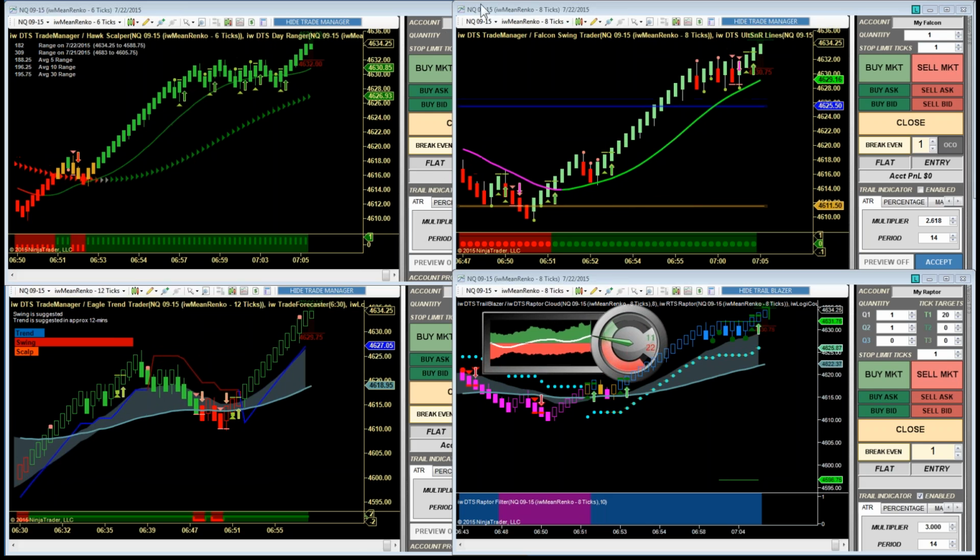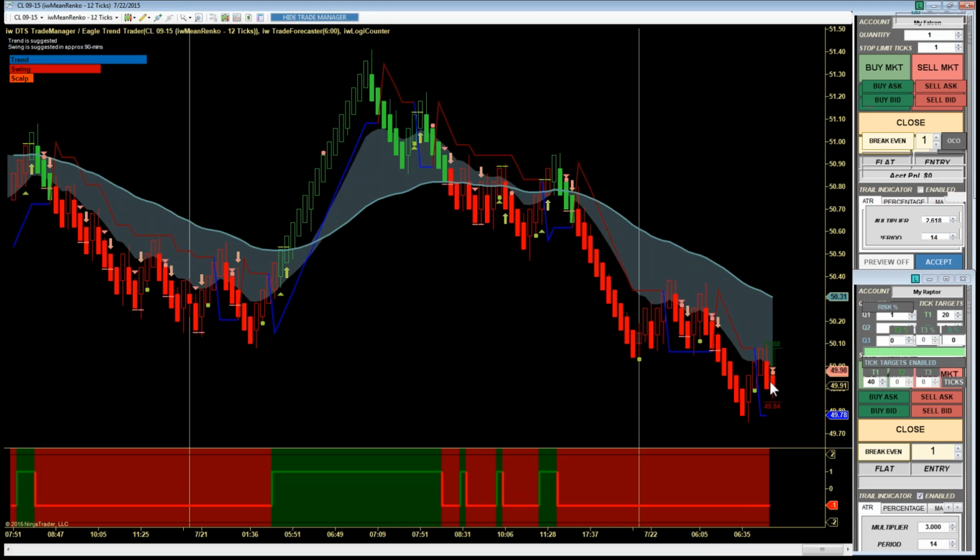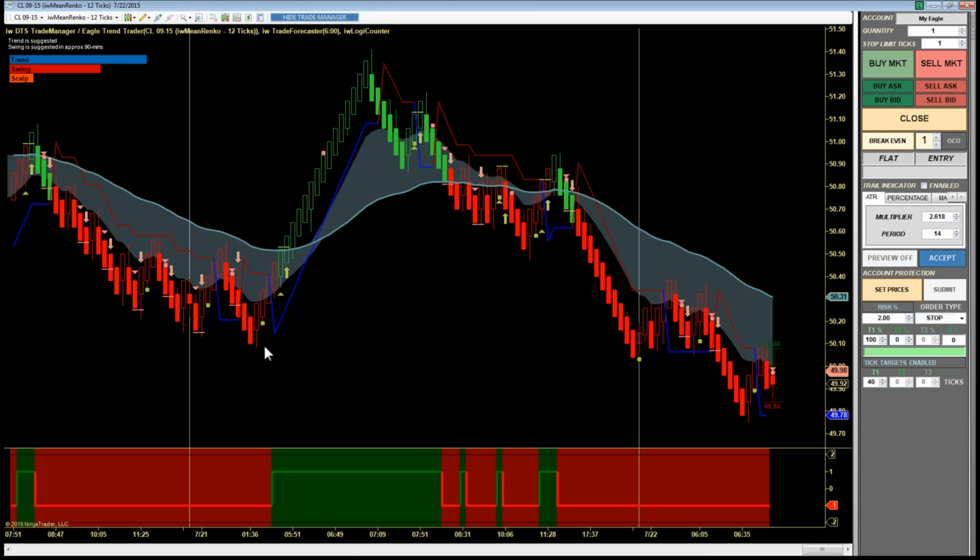Okay, here's crude oil once again. Now this is crude oil on the Eagle. This is our trend trader, and you can see we were in trend mode forecast for about 2 hours. Now we've got about 90 minutes left on the clock, the trend a little bit slow so far.